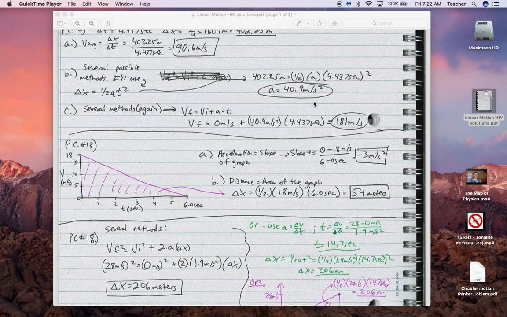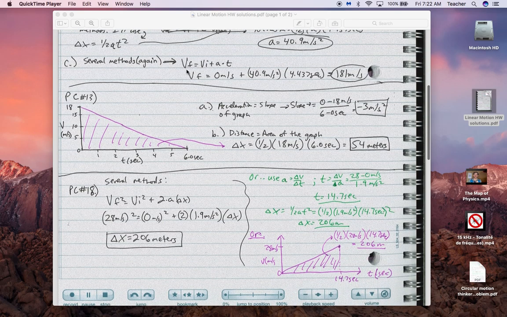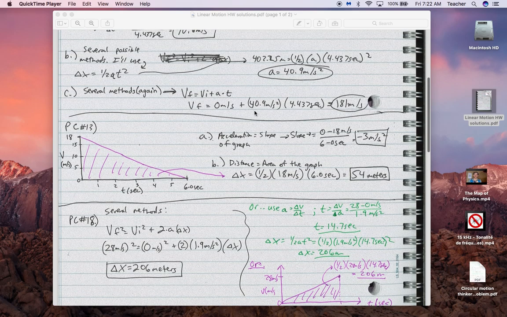I do have all the information for this again, so it comes up to about 41 meters per second squared. To find the final velocity of this, if I know that I'm accelerating at 40.9 meters per second squared every second, I'm doing that for 4.437 seconds, I'm going to reach 181 meters per second.